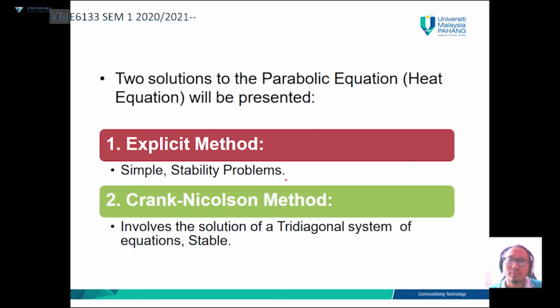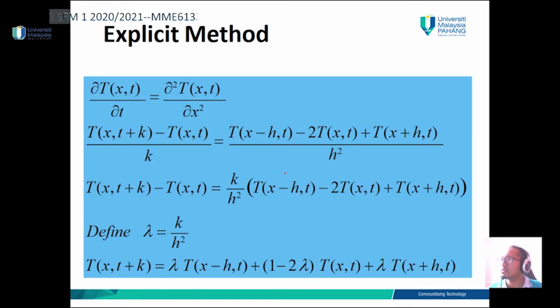From here, we are going to present the solution using two different methods. The first one will be the explicit method, which is simple but has stability problems. And the second method is the Crank-Nicolson method, which involves the solution of a tri-diagonal system of equations and is also stable. So let's take a look first at the explicit method.